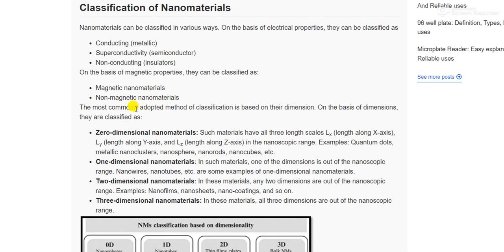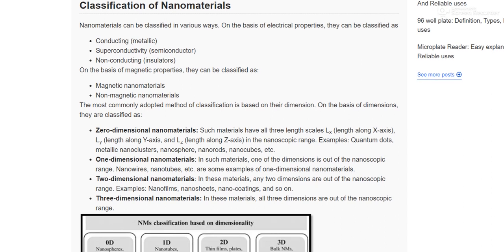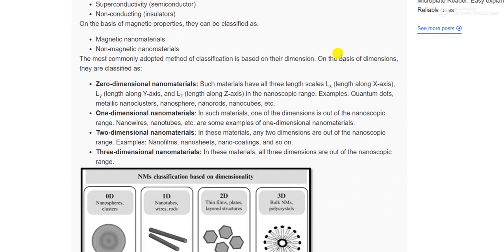Another classification is based on their dimensions. We have earlier mentioned there are 3 dimensions, either in the x, y or z axis. So on the basis of dimensions, these 4 classifications are there: 0 dimensional nanomaterials, 1 dimensional nanomaterials, 2 dimensional nanomaterials and 3 dimensional nanomaterials.